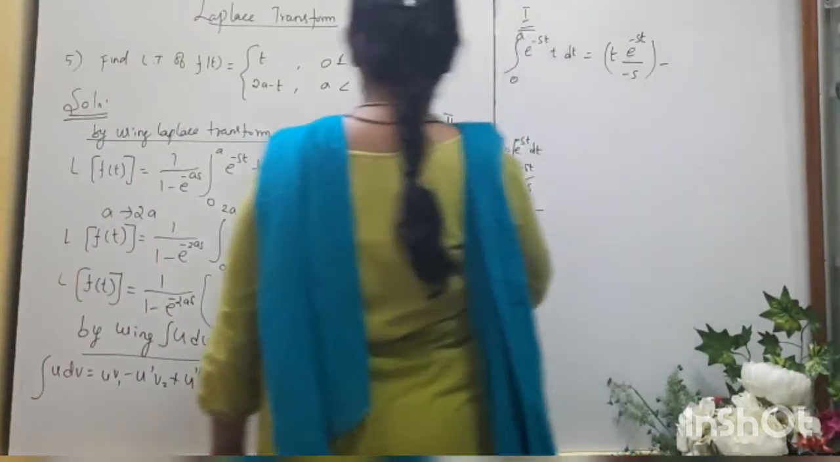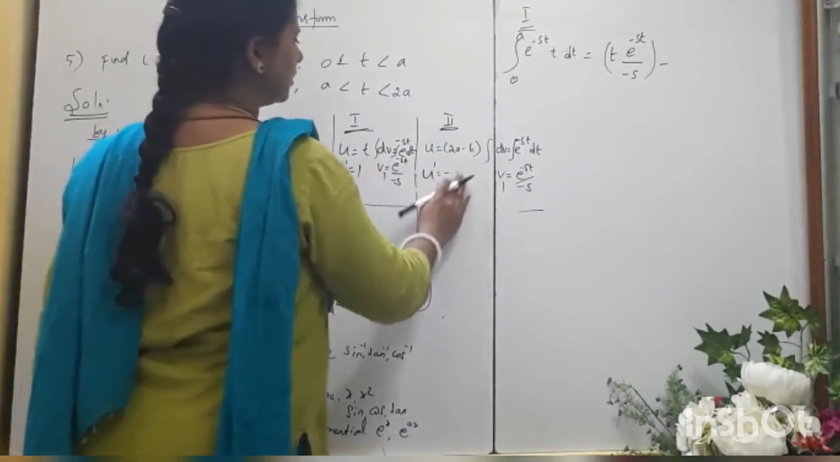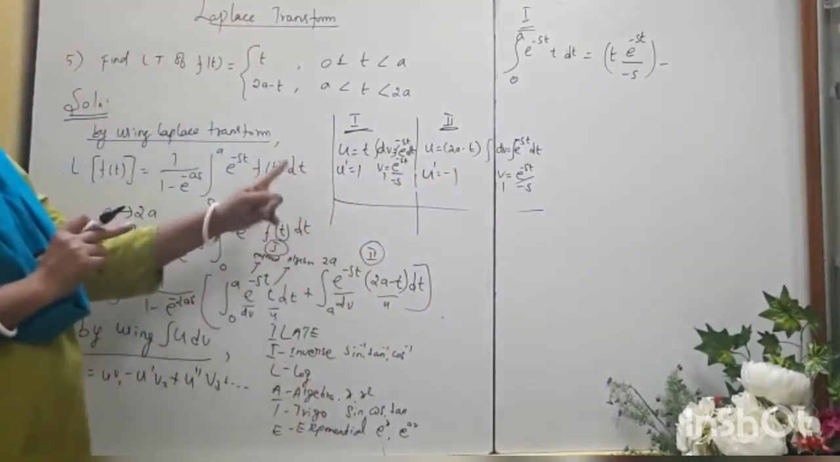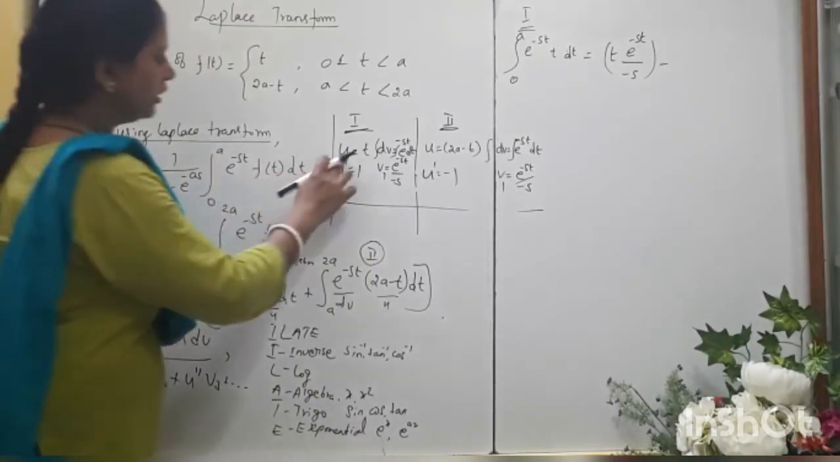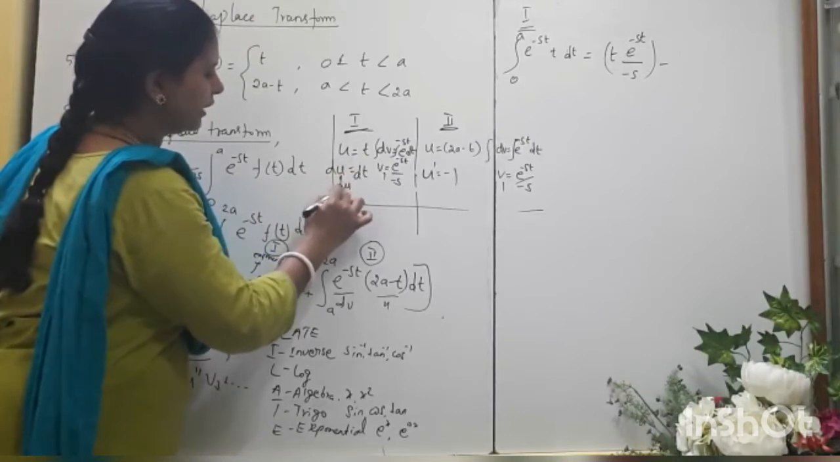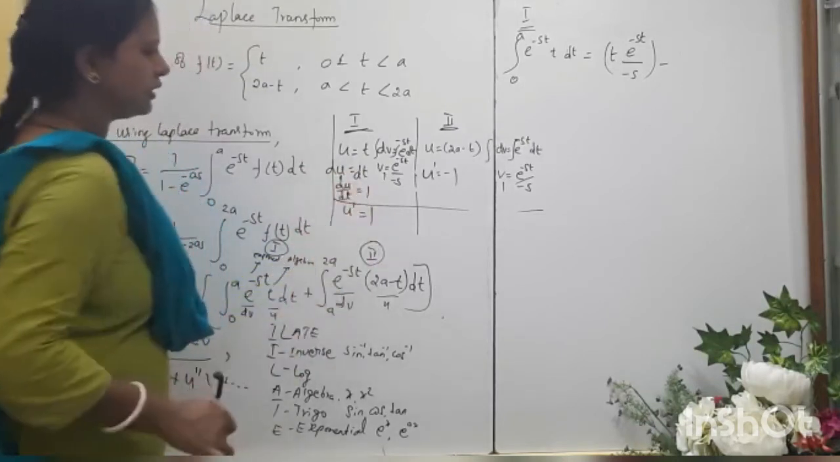U dash is 1, because u dash means du by dt. Okay, du equal to dt, so du by dt equal to 1. So this is u dash. U dash equal to 1.